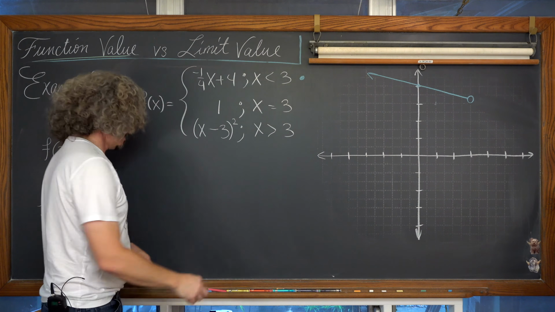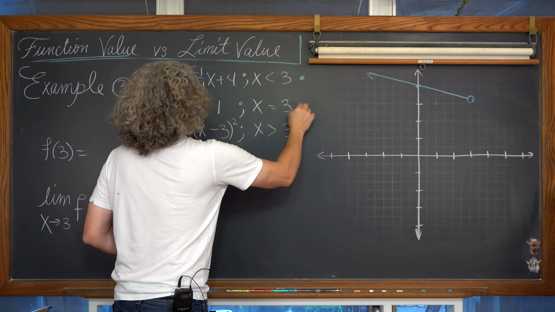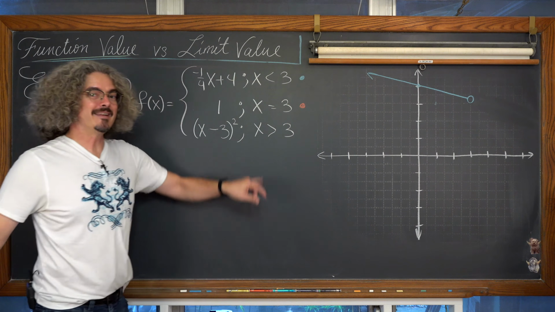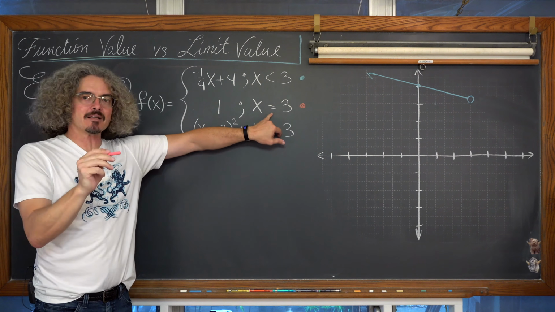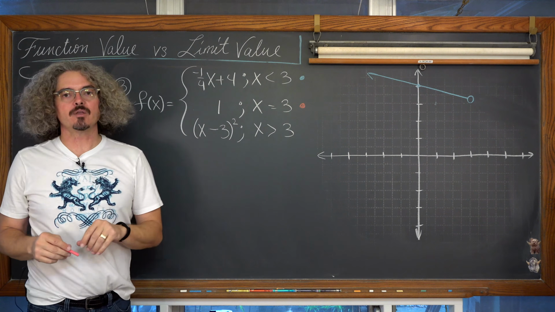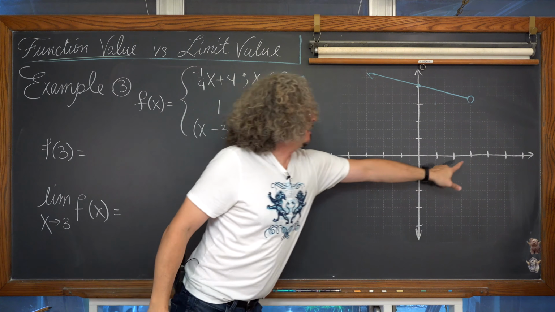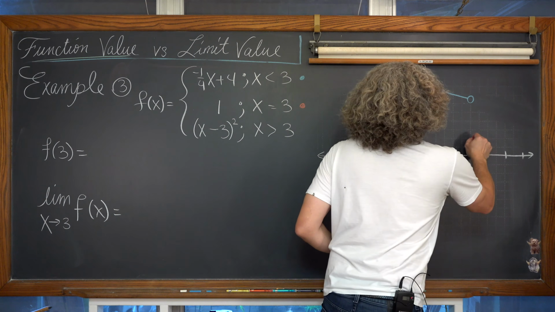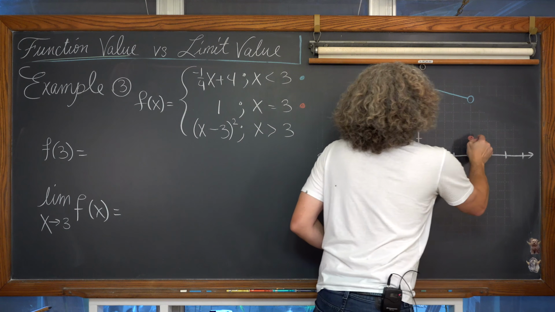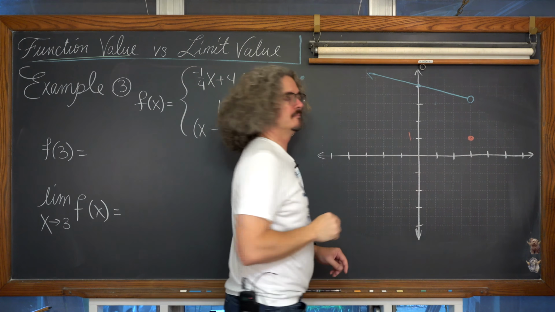Now, when x is exactly 3, and only at exactly 3, we have a y value of 1. So we're going to come in here at x equals 3 and put a solid dot at y equals 1.